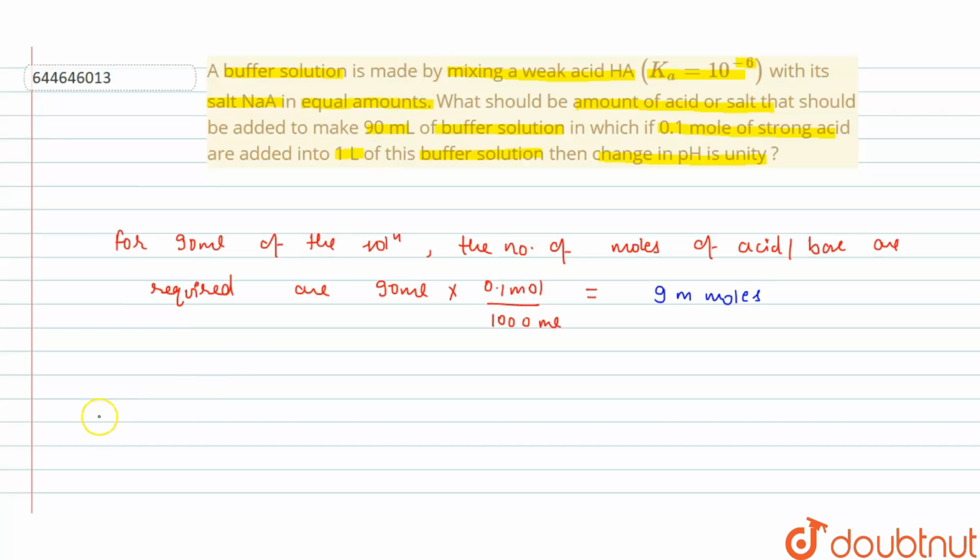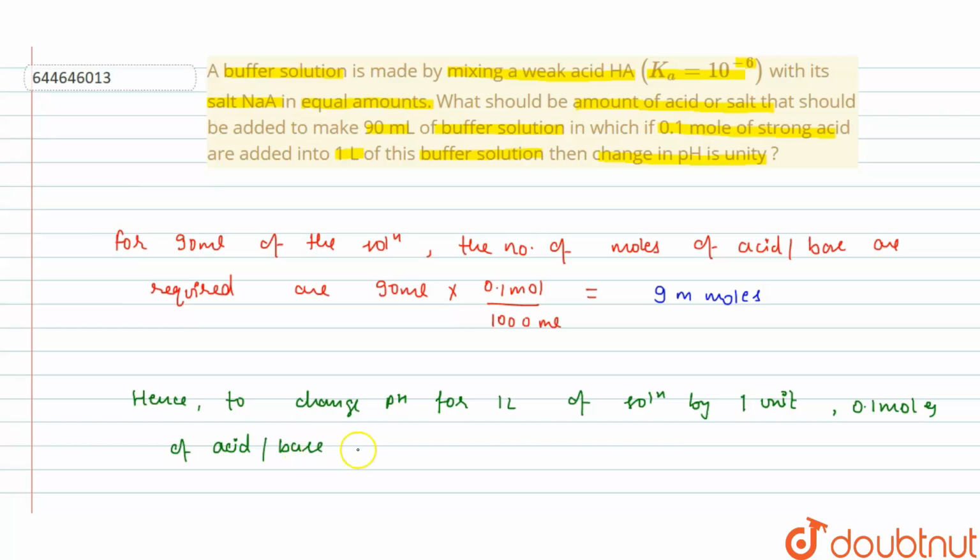Hence, to change pH for 1 liter of solution by 1 unit, 0.1 mole, this is given in the problem, 0.1 moles of acid or base are required.